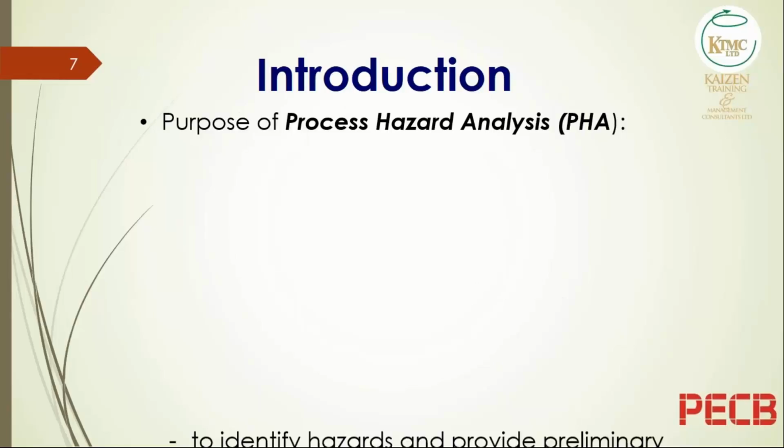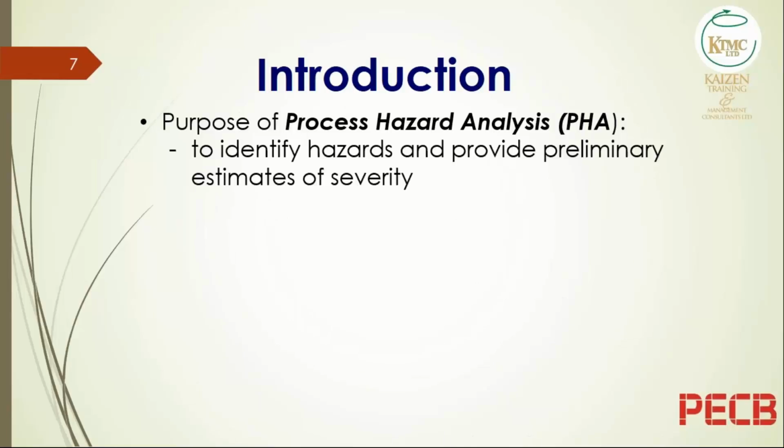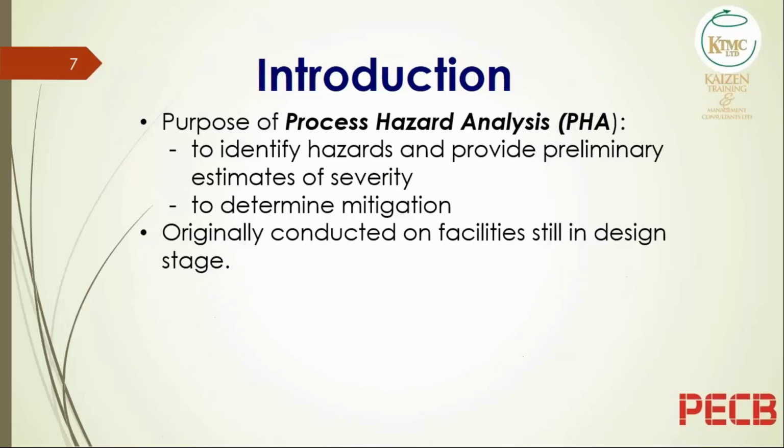So process hazard analysis consists of a number of factors, and it aims to identify hazards and provide preliminary estimates of the severity of those hazards. In fact, it's a risk assessment methodology. So we identify the hazards, we look at their potential severity, we look at the likelihood, and we determine the risk related. To identify mitigation, so we not only identify the hazards and the risks they pose, we look at the mitigation measures or the control measures as well.